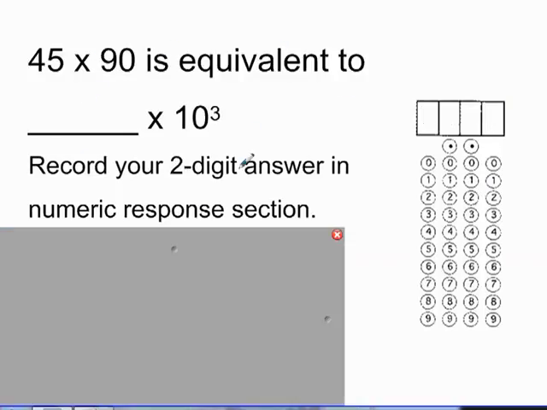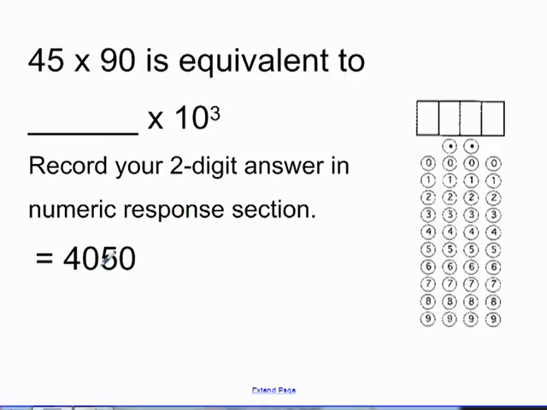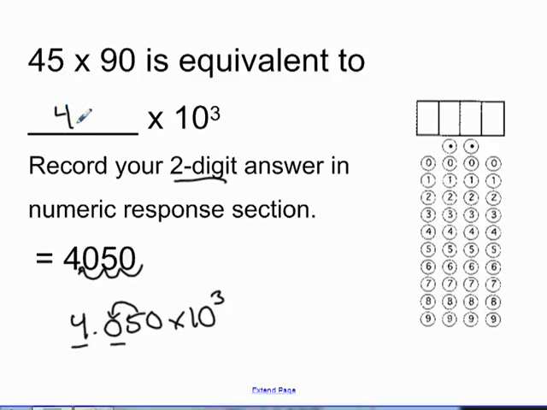45 times 90 is equivalent to blank times 10 to the 3. If we type that in our calculator, we get 4,050. This time it asks us for only a 2-digit answer. So if we put this into scientific notation, we get 4.050 times 10 to the 3. 2 digits, 1, 2. Always check the next number. Because it's a 5, we'll round this up. So we get 4.1 times 10 to the 3.